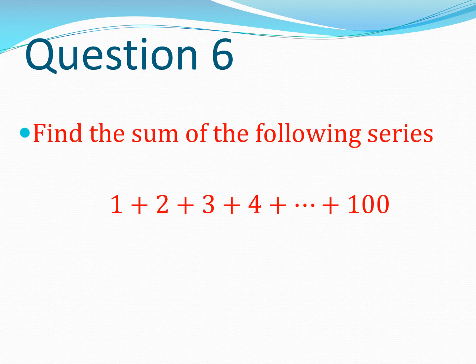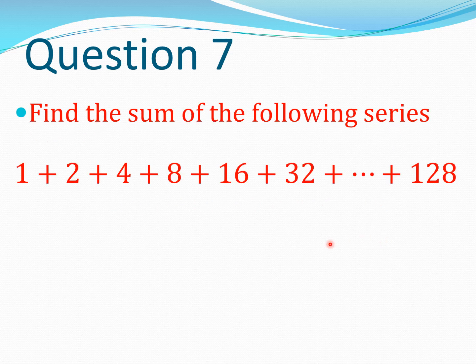Now question number 6 asks you to find the sum of this following series, which is essentially the sum of the first 100 integers. Question 7 asks you to find the sum of this following series, which is 1, 2, 4, 8, 16, 32, and so on. So of course you can see that what's happening in the series is that the numbers are doubling as they go along. So 2 and then you go to 4, so it's doubled, 4 is doubled to 8, 8 is doubled to 16, and so on.